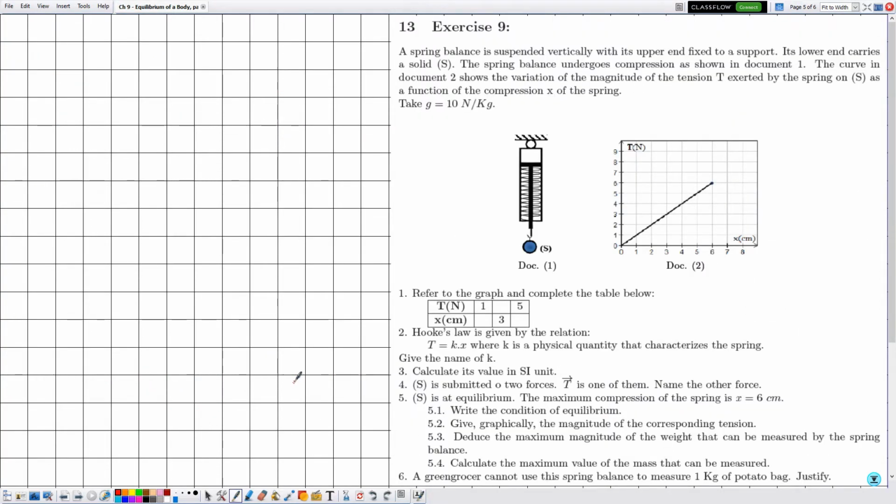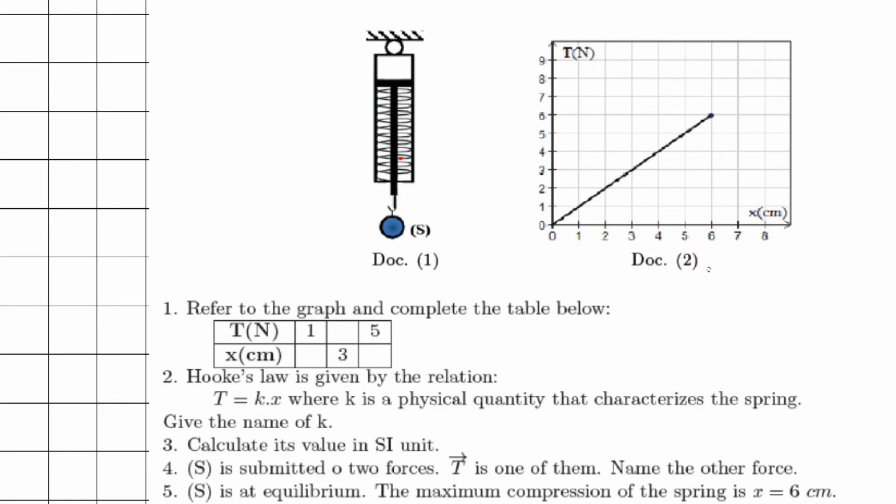Now exercise number 9, section 13. A spring balance is suspended vertically with its upper end fixed to a support. Its lower end carries a solid S. The spring balance undergoes a compression as shown in document 1. Previously, all the exercises that we have discussed are in the case of elongation, but why is this compression? Notice that here the solid S is connected to the following solid, which is in bold. Now this solid is compressing the spring, so as the solid S goes downward, the spring inside this tube will be compressed.